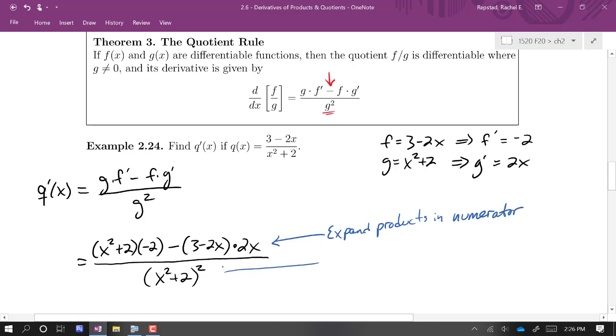But like we've seen in the past, that denominator is in a nice factored form. The numerator is not factored, right? Because we see products, but then we're subtracting them. So the numerator is not in a factored form at all. So that's why we need to expand those products. But the denominator is factored. It's just the square of x squared plus 2. So we're going to leave the denominator in factored form.